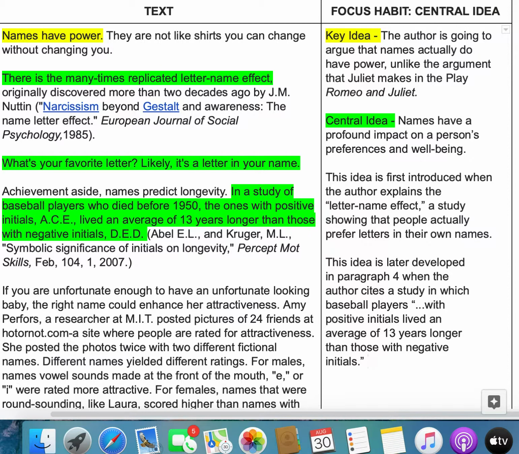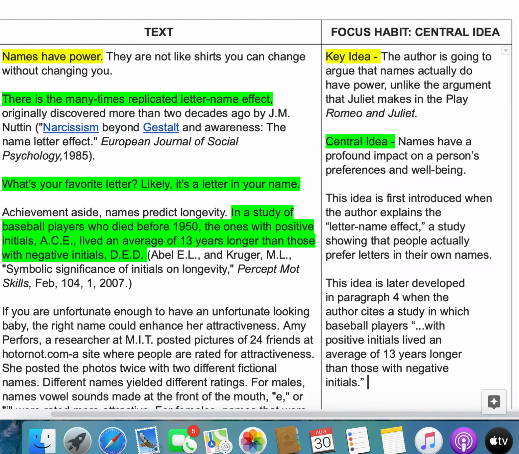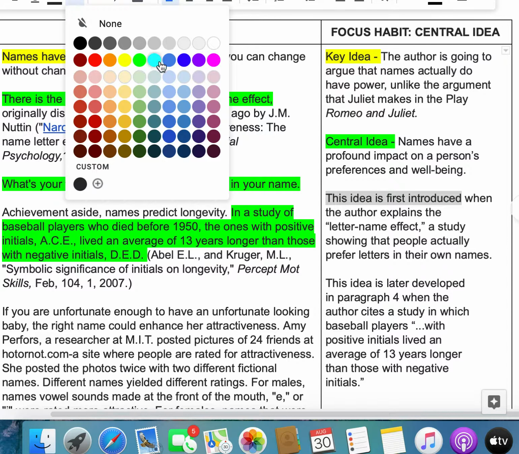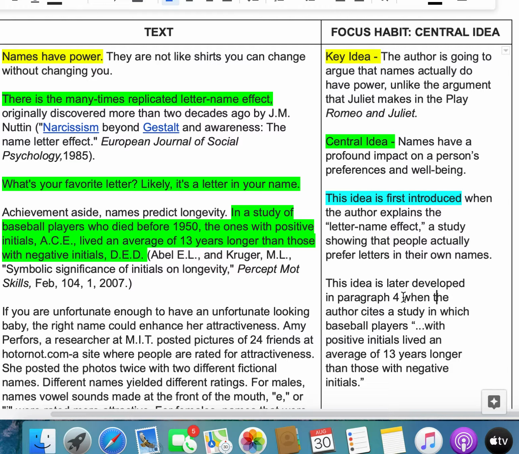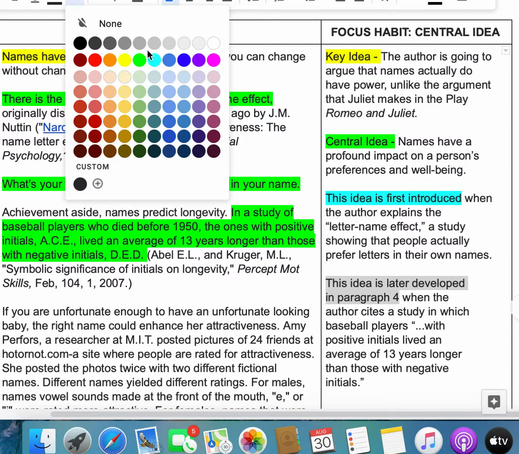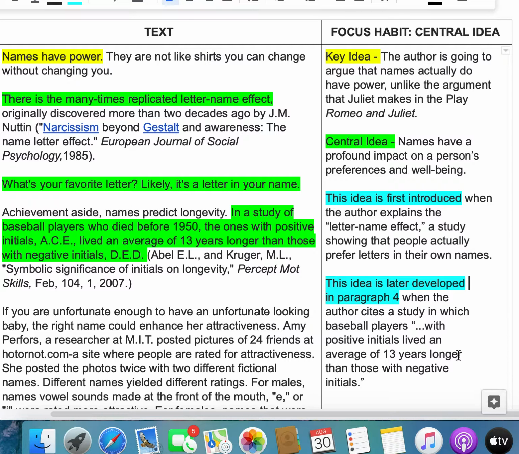All right, so just to recap, in order to explain how an author develops a central idea, you have to first choose a central idea that relates to the overall key idea of the text. Then you have to explain where in the text these ideas are introduced. So you can use sentence starters like the ones that I used. This idea is first introduced, or this idea is later developed in paragraph number 4 or whatever paragraph. And then you just include the evidence that the author used to actually explain the central idea.